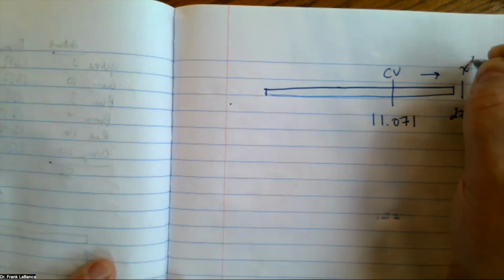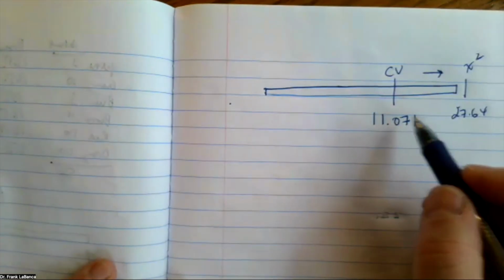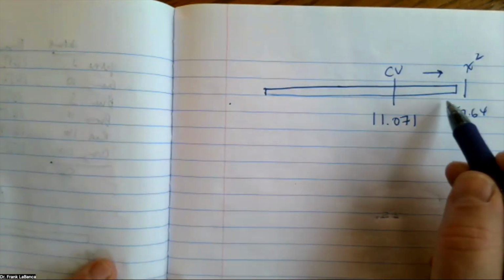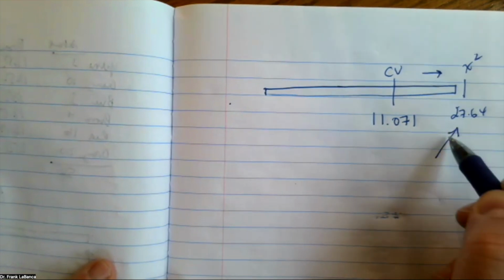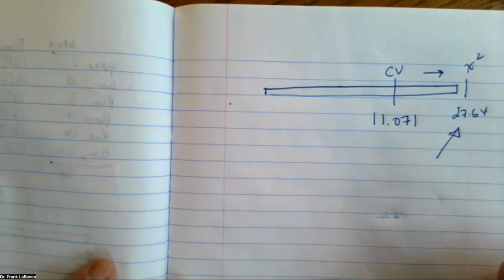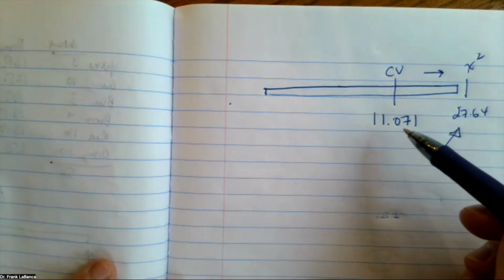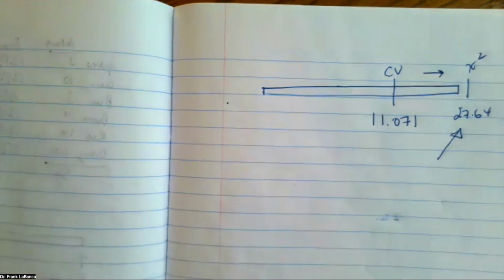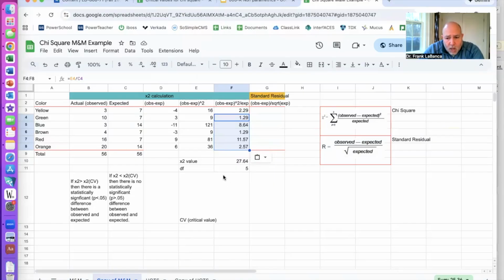There's the chi-square, 27.64. So that tells us that we've exceeded the critical value. That means there is a statistically significant difference between the colors that we expect to have in the M&Ms and the ones that are actually in the bag that I bought. Since the critical value was 11.07, we know there's a statistically significant difference. Now the question becomes, where is it located?